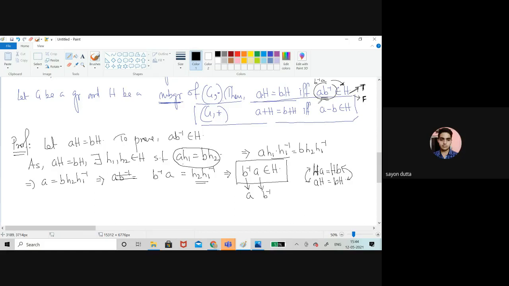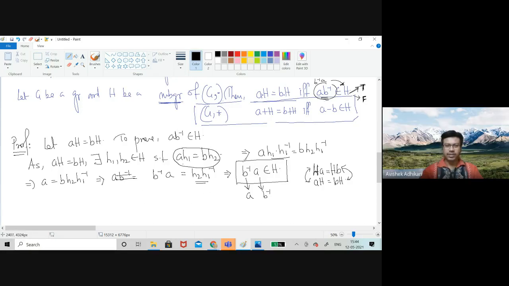Sir, here, as AB inverse belongs to H, then BA inverse also belongs to H, and this is for all A, B, so we can interchange these two. So, how? No, this is not true for all, right? This is a particular A and particular B. So up to this is fine.